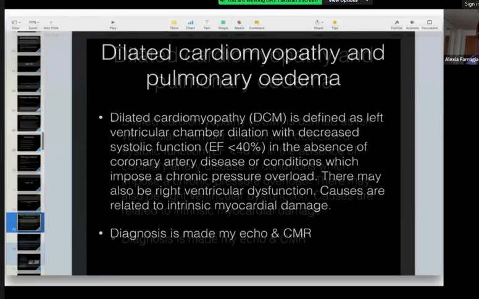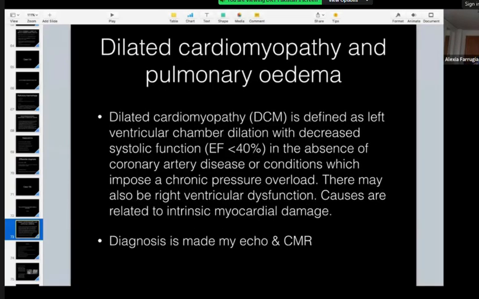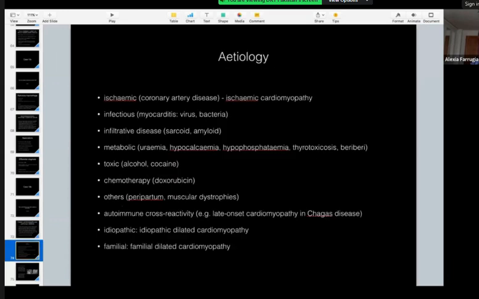So dilated cardiomyopathy and pulmonary edema. Dilated cardiomyopathy is defined as a left ventricular chamber dilatation and decreased systolic function with an ejection fraction of less than 40% in the absence of coronary artery disease or conditions which impose a chronic pressure overload. There may also be RV dysfunction. The causes are related to intrinsic myocardial damage. So we make the diagnosis by echo and on CMR.